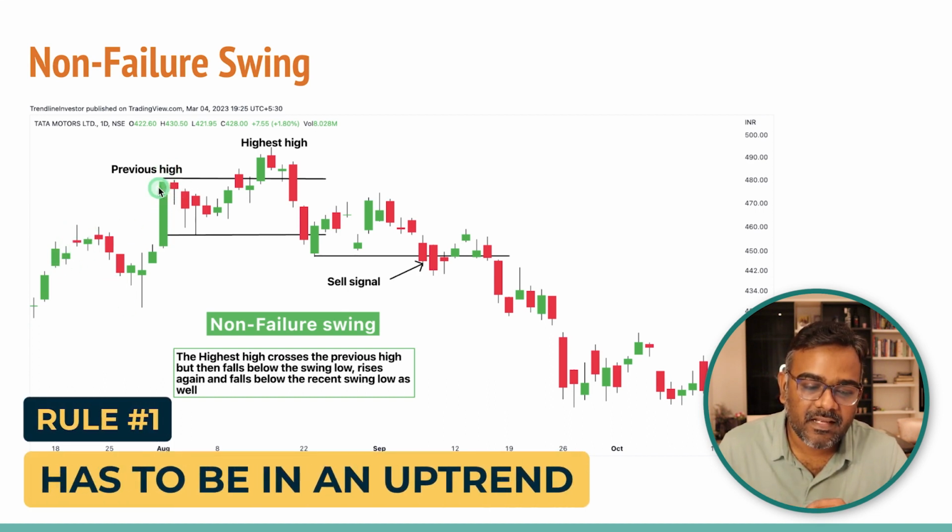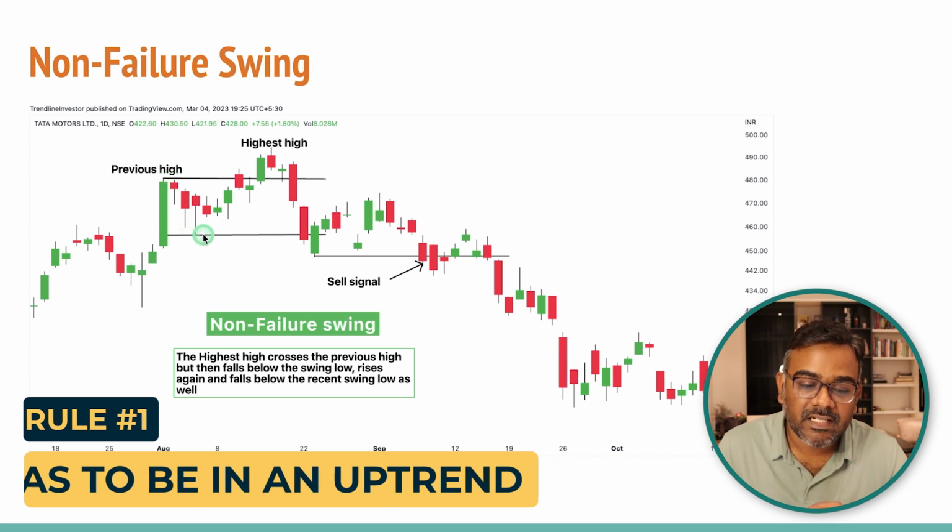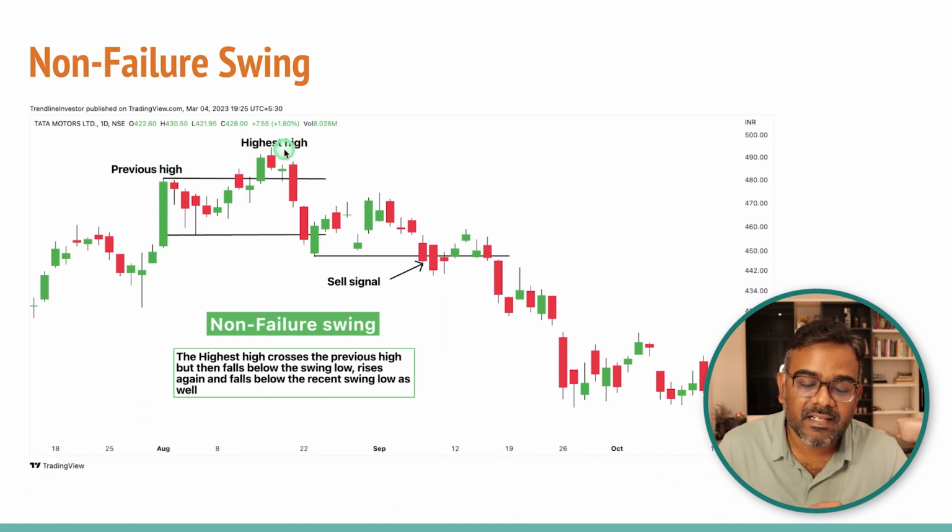So it has to form a high, then form a swing low, then cross that previous high and make a new high. So the stock has been in an uptrend, but then, after making a high, it breaks the previous swing low and goes below that previous swing low.